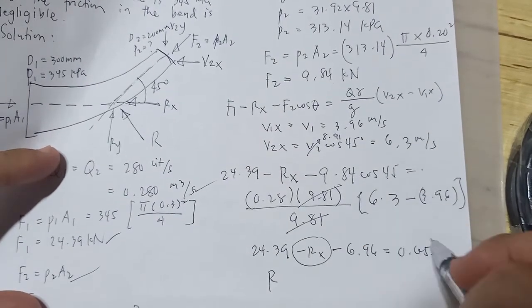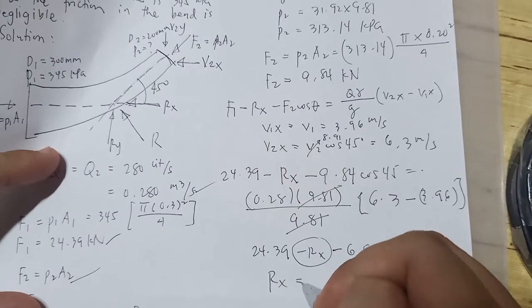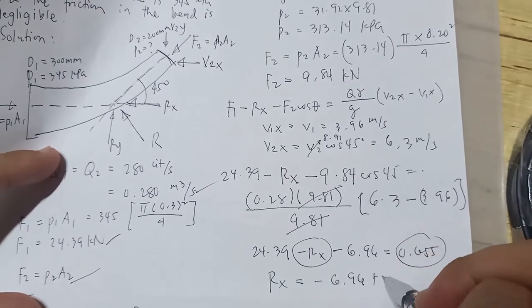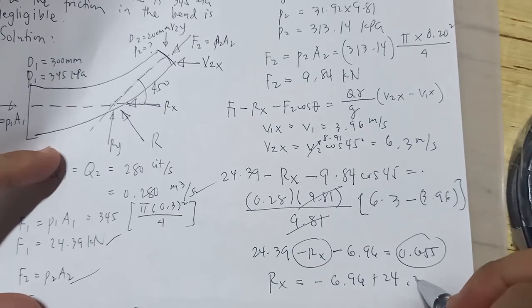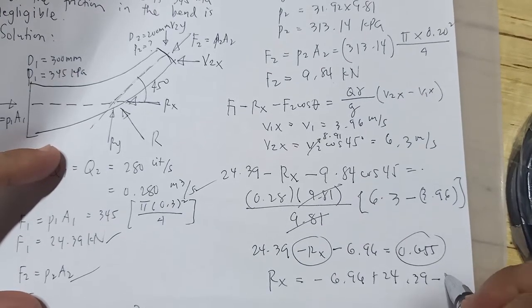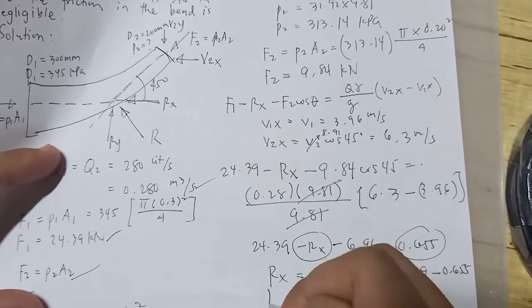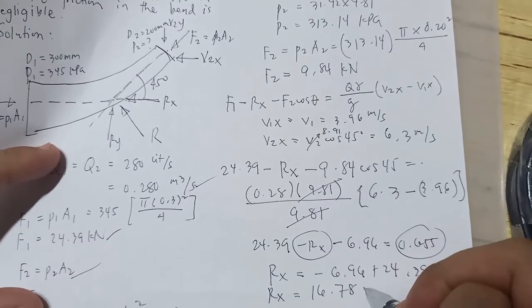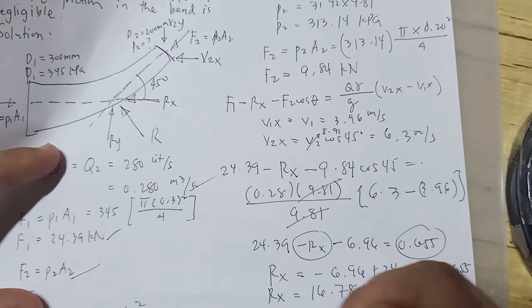So let us swap these two. So Rx is negative 6.96 plus 24.39 minus 0.655. So our Rx is 16.78 kilonewton.